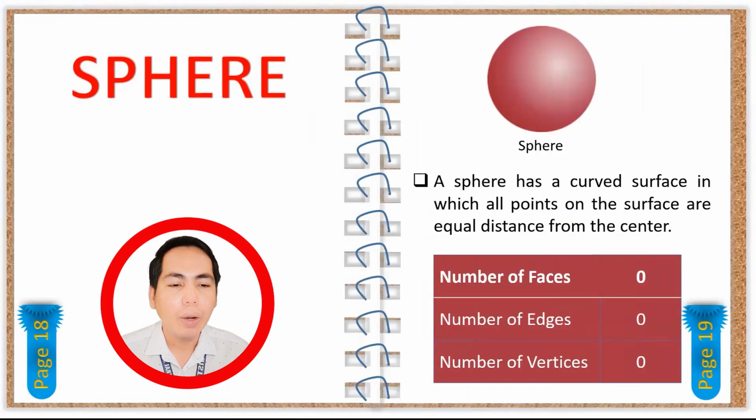And finally, we have the sphere. A sphere has a curved surface in which all points on the surface are an equal distance from the center. Since we do not see any line segment, therefore, a sphere has 0 faces, 0 edges, and 0 vertices.